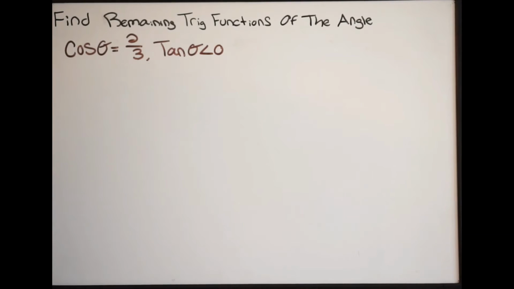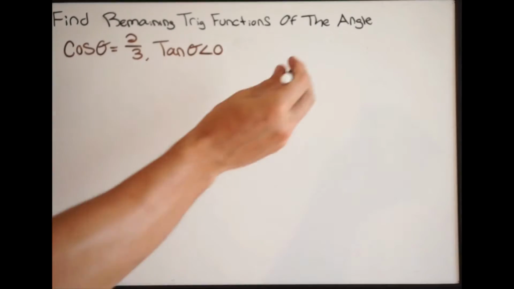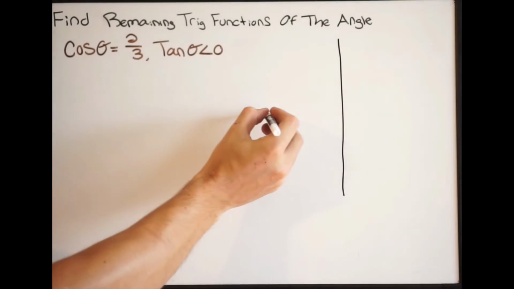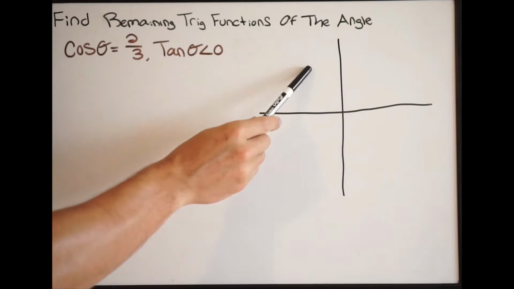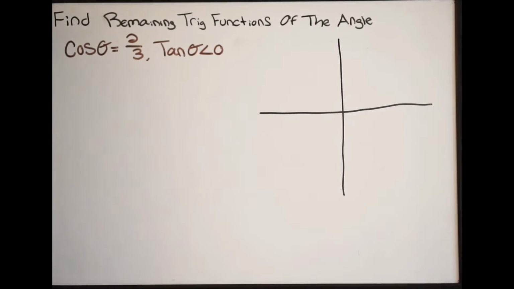Let's go over option 1, and with option 1, we're going to go ahead and just draw out a coordinate grid. So we'll have something like this. And we just want to determine where our angle is occurring. Is it occurring in the first, second, third, or fourth quadrant? So we're going to do that based on the information that we're given.